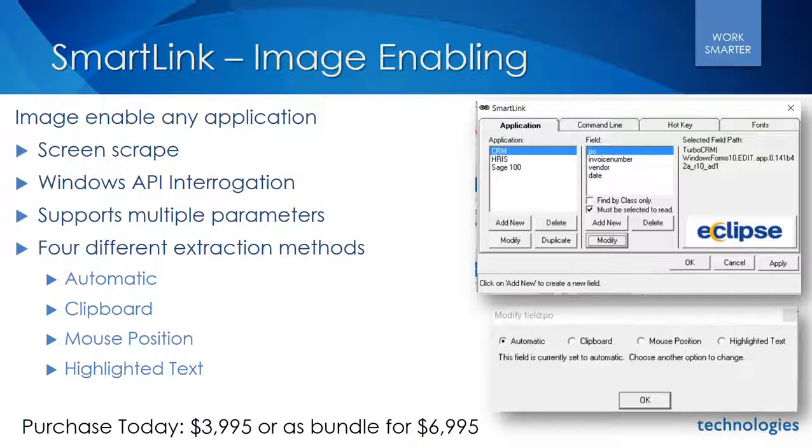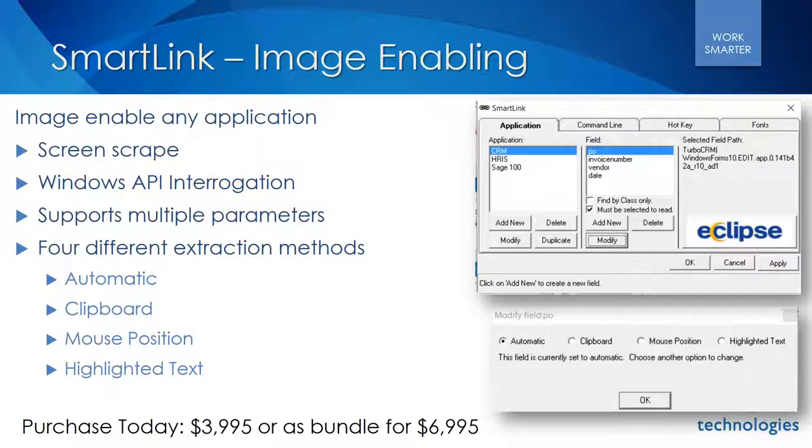So in those cases, we also look at what we'll call Windows API, which allows us to actually look at the physical component object. So a text box within Great Plains or another line of business CRM system, if we can grab it through screen scraping, we're going to do that. Otherwise, we look at a Windows API interrogation. It's all automatic, meaning it doesn't require you to do any programming.